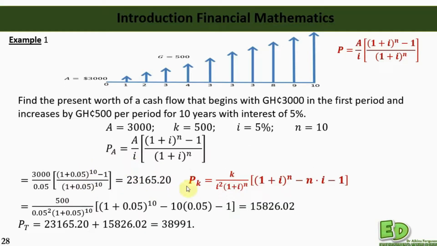So we know the formula, we've done that. So we're looking for the present value of that constant increment. So it is increasing by 5. That's the key. So 500 over interest rate squared, times 1 plus the interest rate raised to the power 10, that is 10 years, multiplying 1 plus 0.05 raised to the power 10, minus 10, which is the number of years, times the interest, minus 1, which is a constant. Also, this value here, which is 15,826.02, represents the present value of that constant increment. It is increasing by 500. That is what you get at the end of the 10 years.